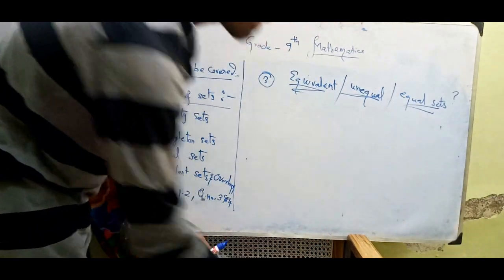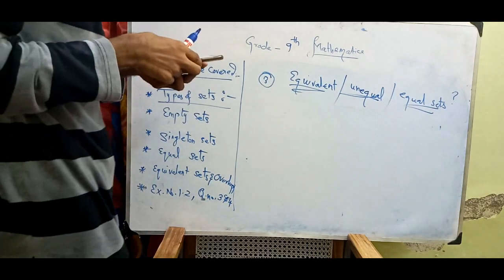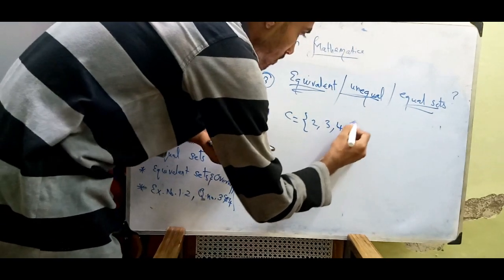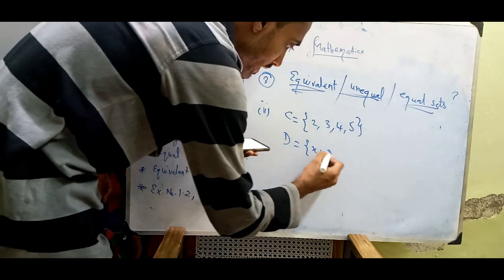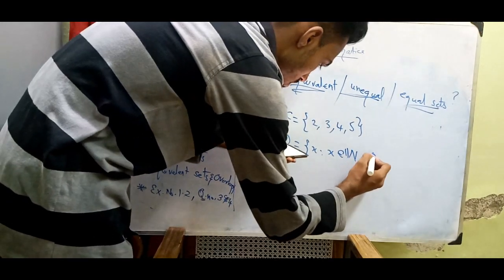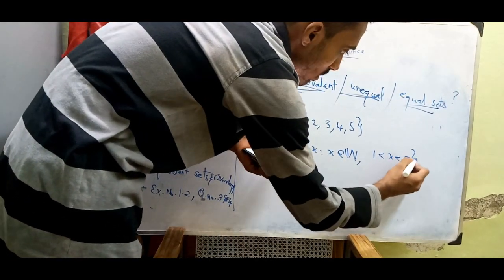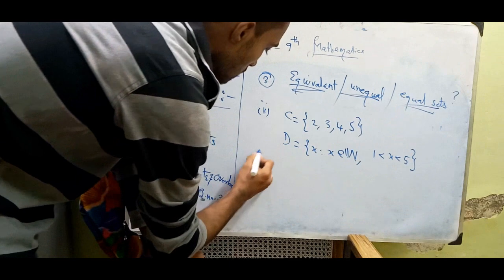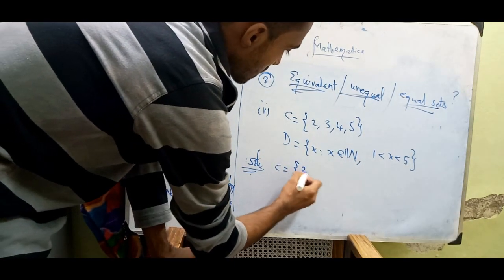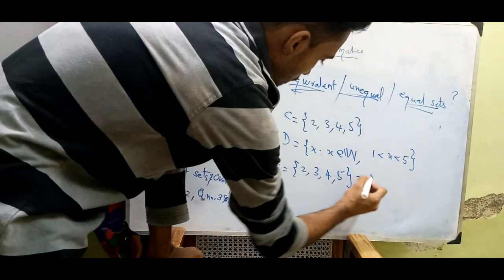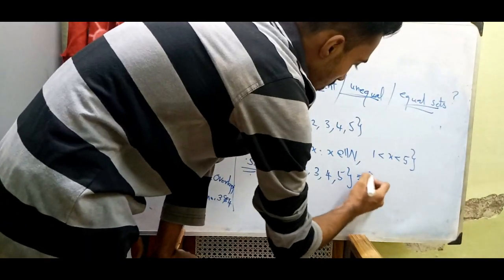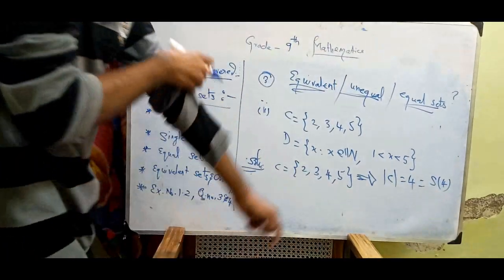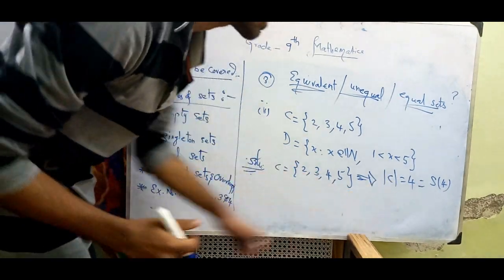What does the second question say? For the second question, there is C equal to 2, 3, 4 and 5, and D equal to X such that X belongs to the whole numbers, with another condition that X lies between 1 and 5. Here the solution is, clearly C is 2, 3, 4 and 5, so the cardinality of C is 4. So 1, 2, 3 and 4 elements, so it has cardinality 4.